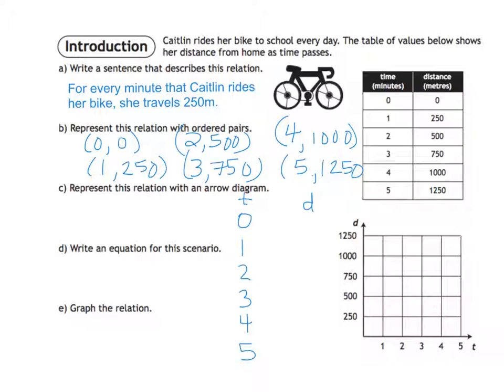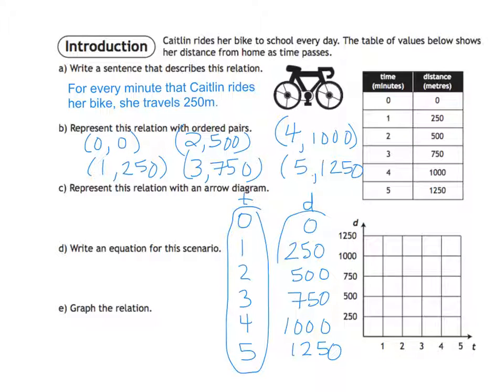And for D, I'll list all of the distances: 0, 250, 500, 750, 1,000, and 1,250. For some relations, you might have the same number showing up more than once in one of those lists, and you wouldn't write it more than once, only once, and from smallest to largest. And then we put an oval around it. And it's called an arrow diagram. We don't have any arrows yet. So then the arrows we're going to put in to show the relationship.